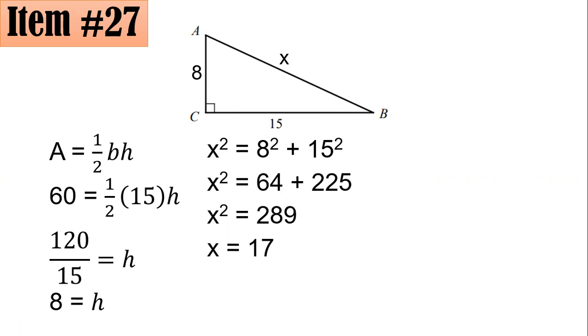Getting only the positive value, or the principal square root, because there's no such thing as a negative length. Therefore, x here is 17. So that should be 17 there.